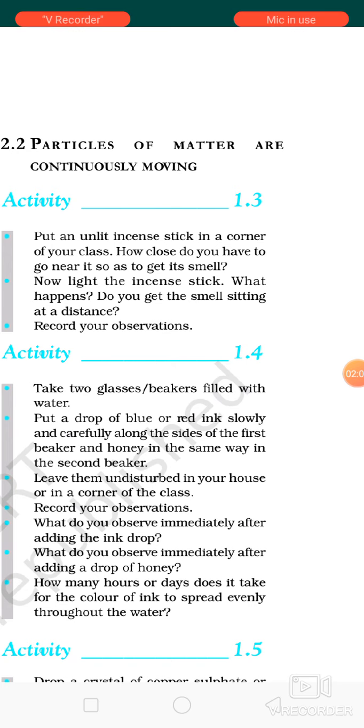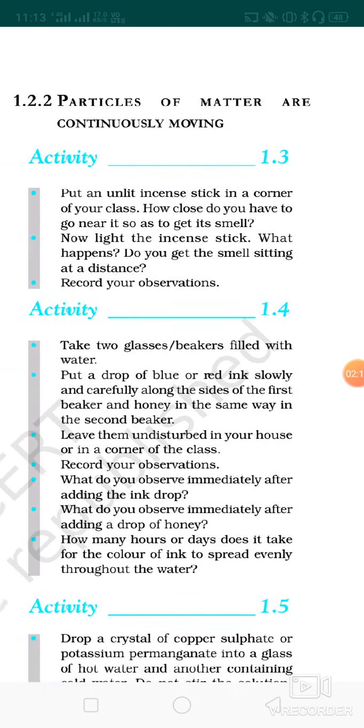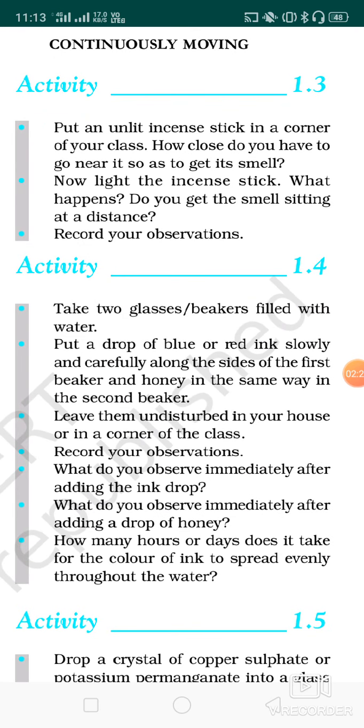Because particles of the incense stick can travel from one place to another in the form of gas. This means particles of matter can move. And a second activity we can also perform.